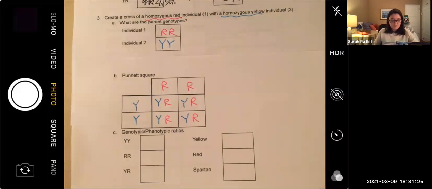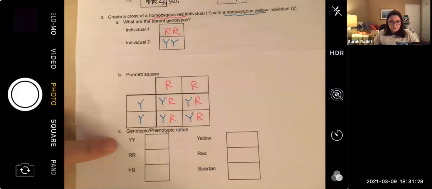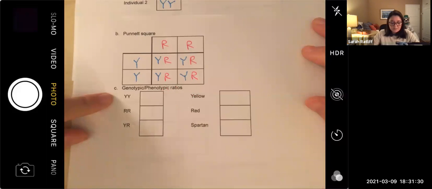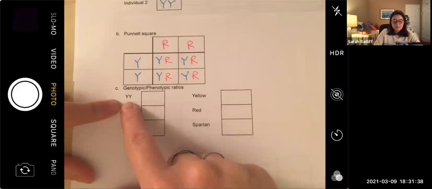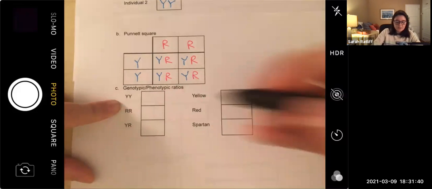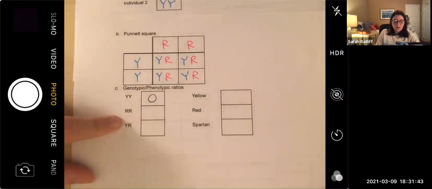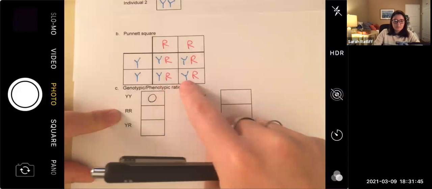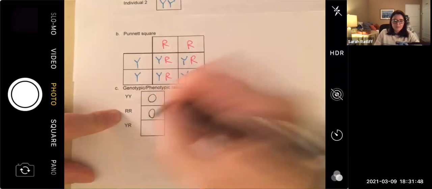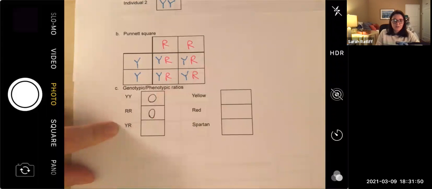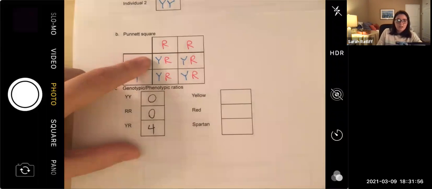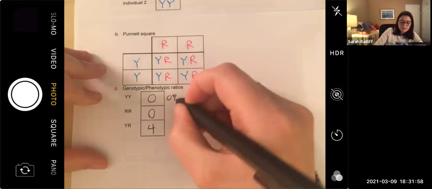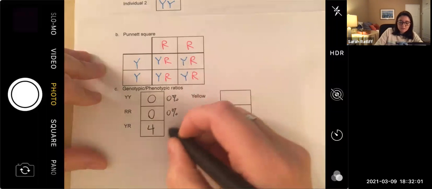Now, we're going to look at our genotypic ratios. Slide this up a little bit. We need to figure out how many of each of these genotypes we see in our offspring. How many YYs do we see? Looks like a big fat 0. How many RRs do we see? None. Another goose egg. How many YRs do we see? Well, I count 4 of those. If you like percentages, this is 0%, this one is 0%, and this one is 100%.